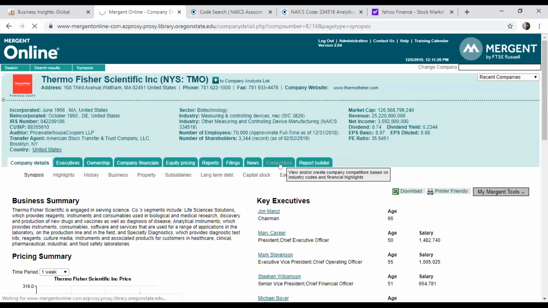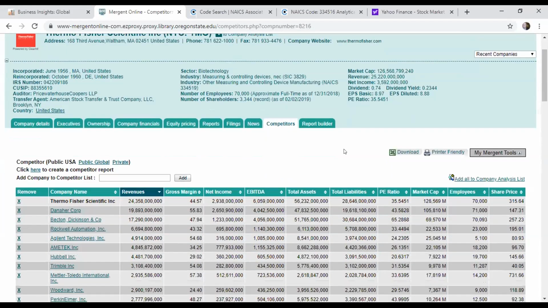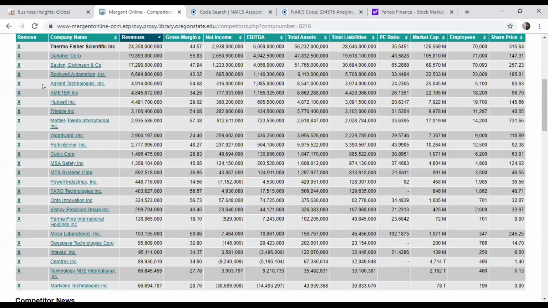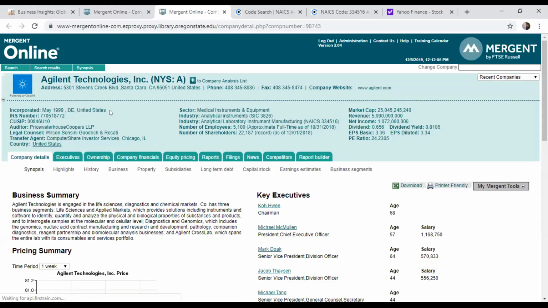Another thing I might do to find other codes or classifications is to look at a specific company's competitors. And here I see a couple of familiar names. Agilent is one that we talked about in our presentation and one that we did some specific research on. And so I would go to Agilent, and we have another NAICS code. So basically all I'm doing here is trying to identify what the overall market is going to be.